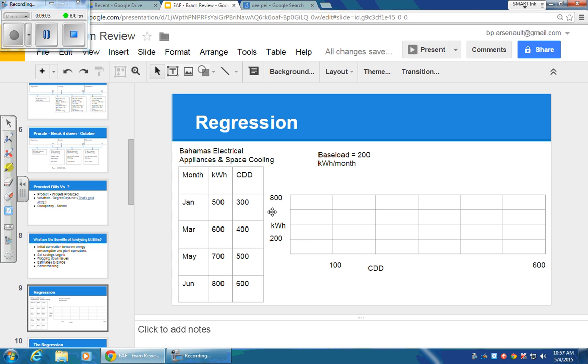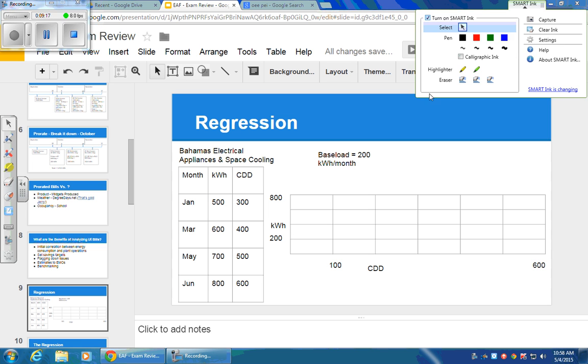So I put Bahama Electrical Appliances and Space Cooling, so that the base load equates to the electrical appliances in the facility. So 200 kilowatt hours used per month for all the electrical stuff. And turn this back on, and I get my graph back. So again, see where it intersects the y-axis at 0 cooling degree days: 200 kilowatt hours per month. So if I'd said, what is the base load for the year? It would be 200 kilowatt hours per month times 12 months, or 2,400 kilowatt hours per year.